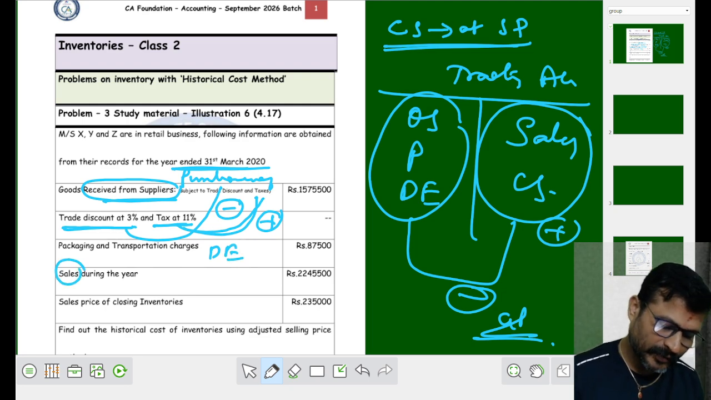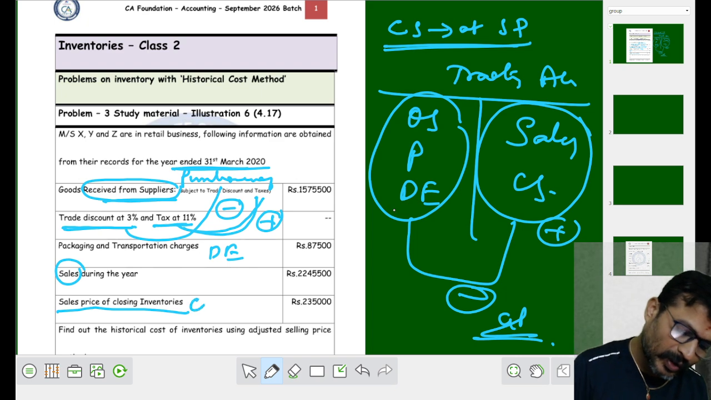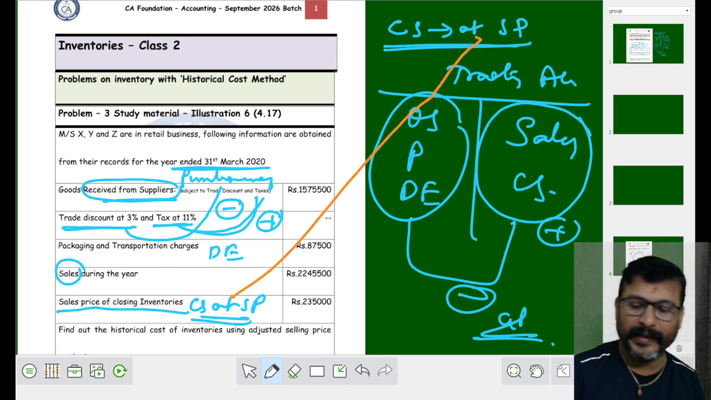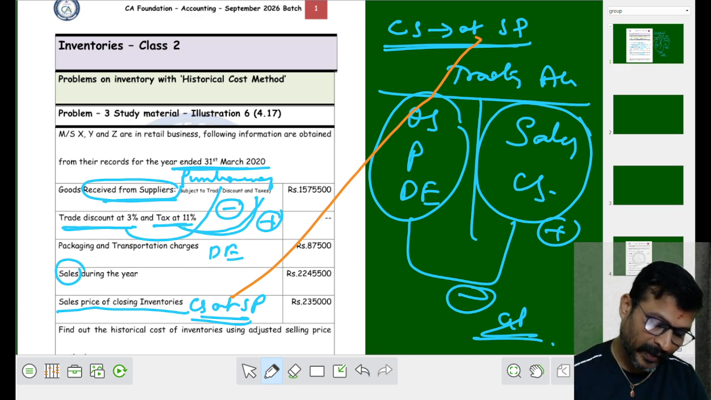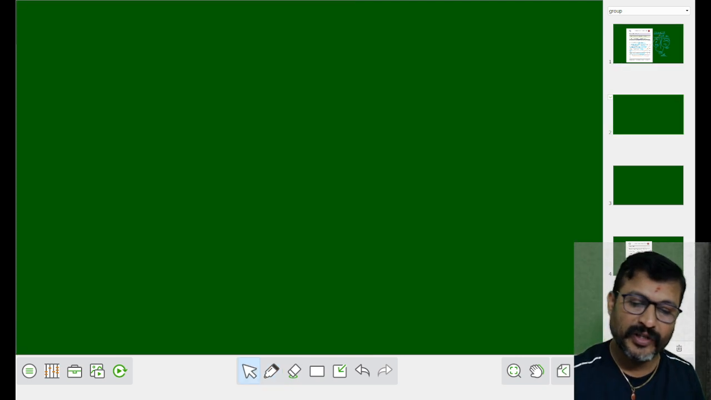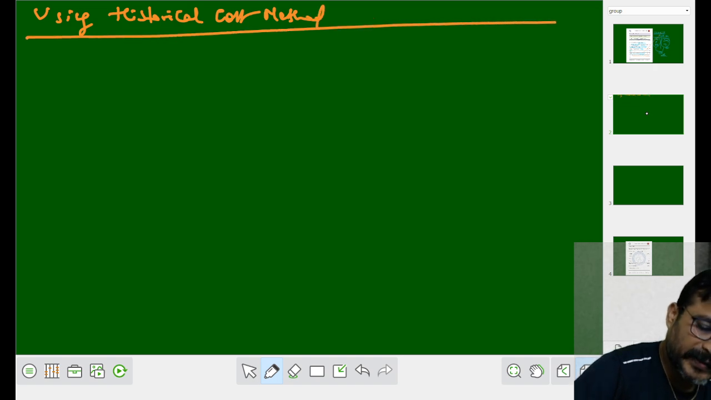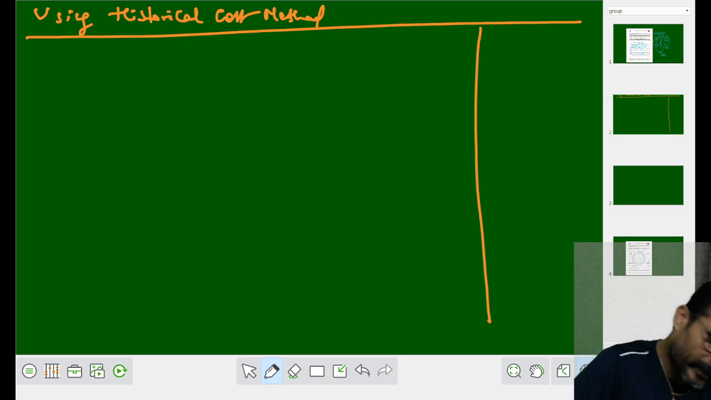Sales is given. Okay. Sales price of closing inventory means what? Closing stock is given at selling price. When closing stock is given at selling price, we have to apply the historical cost method. Find out the historical cost of inventory using the adjusted selling price method. Shall we write? That is, using historical cost method.